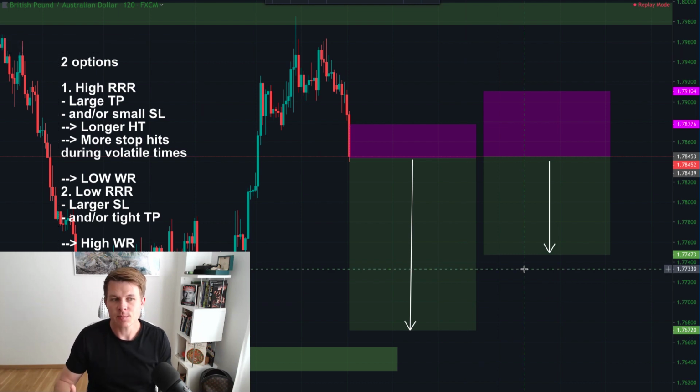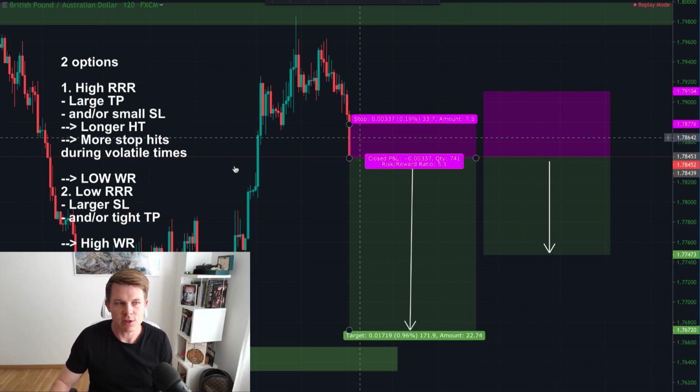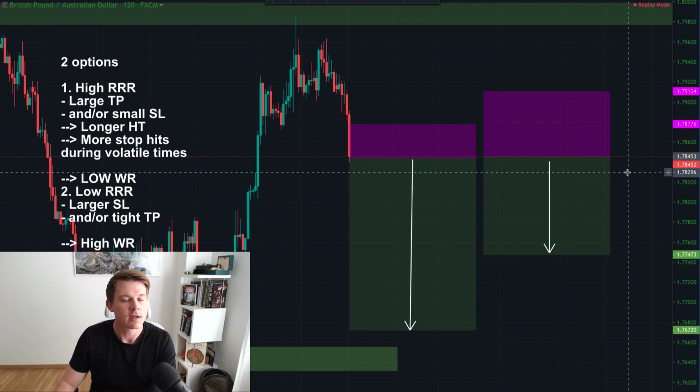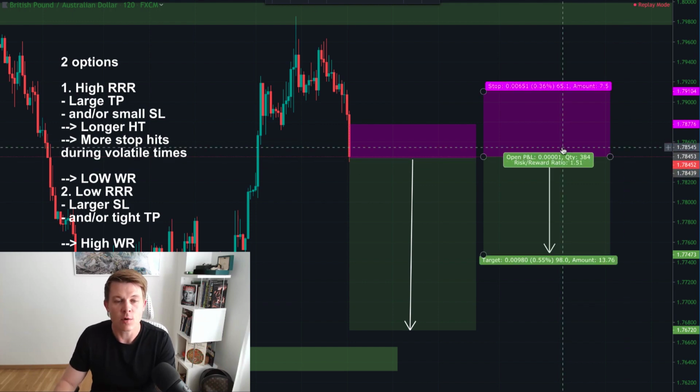So again, what is better? A high reward to risk ratio and a low win rate, or a low reward to risk ratio and a higher win rate? And there's no right or wrong. It all comes down to what you prefer as a trader.